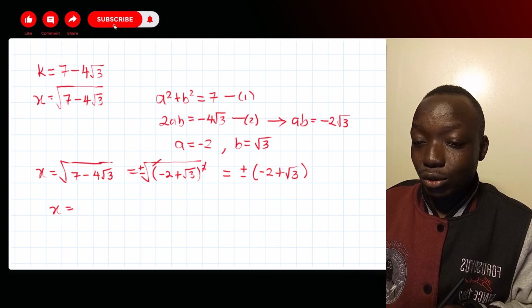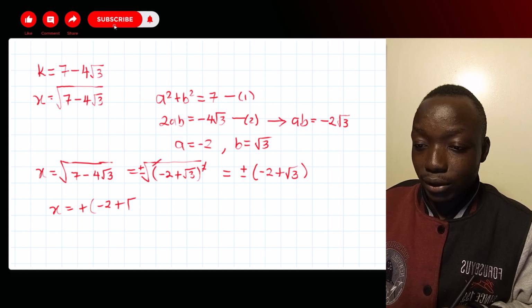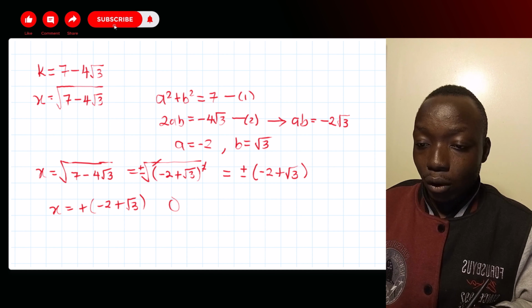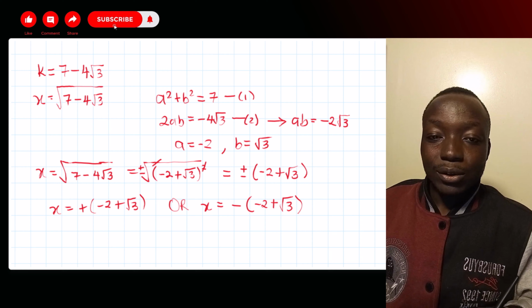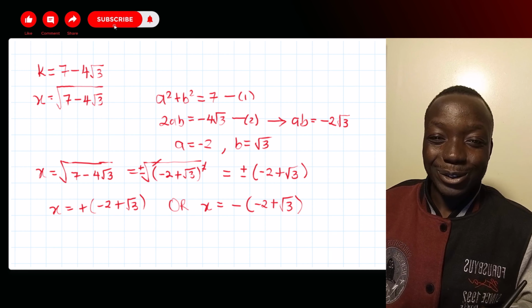x is equal to plus or minus 2 plus square root 3, or x is equal to minus 2 plus square root 3. So we have found our 4 solutions.